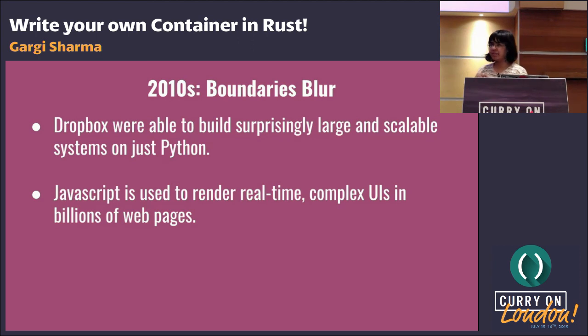But in the 2010s, the boundaries between systems programming languages and scripting languages blur. Dropbox uses Python to build large-scale and scalable systems, and JavaScript is used all over the web. So massive engineering resources were poured into these languages so that just-in-time compilers were developed for both static languages like Java's HotSpot and dynamic languages like Python's PyPy and JavaScript's V8 compilers. So their performance was competitive with those of traditional languages like C and C++.